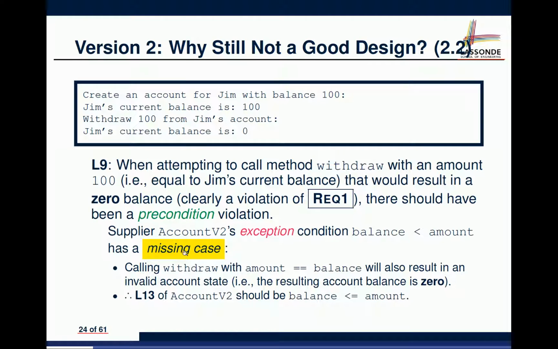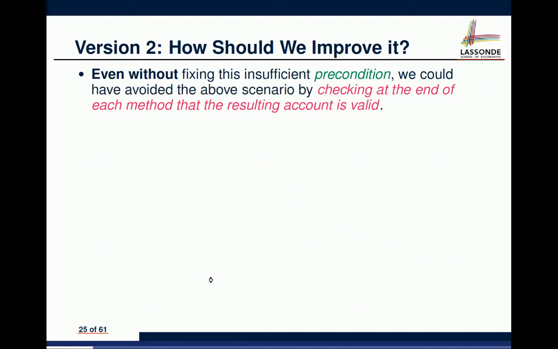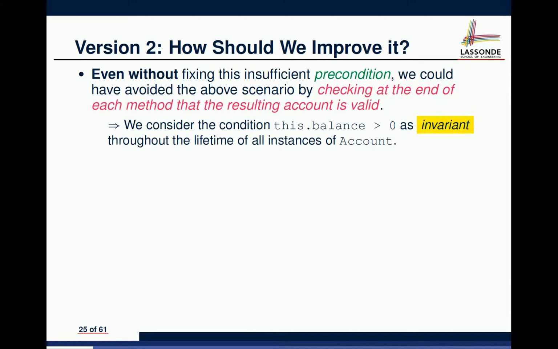So here we talk about how we need to fix it, because we've got a missing case from version number 2. How can we fix it? Now we want to say we don't want to fix that precondition per se. We want to do something else. We want to consider the following. Let me give you a little bit of an idea of what we're going to do here.